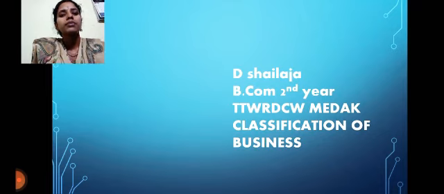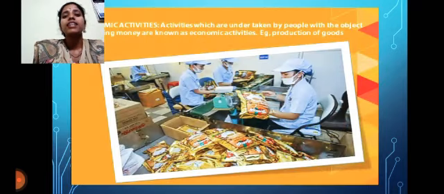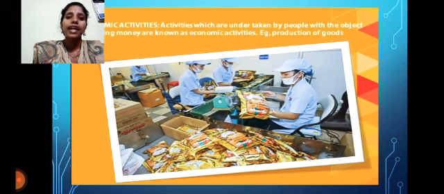Before we go to the topic of business, we have to learn about economic activities and non-economic activities. First, economic activities. Activities which are undertaken by people with the object of earning money are known as economic activities. For example, production of goods.